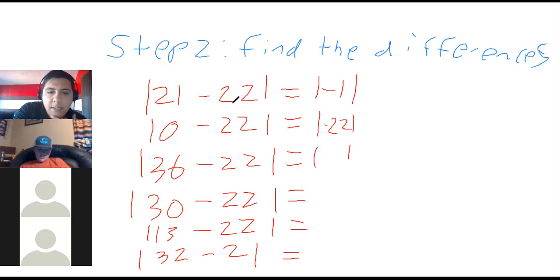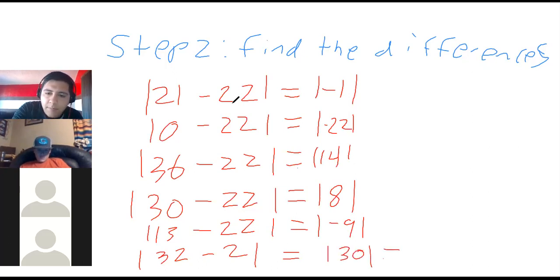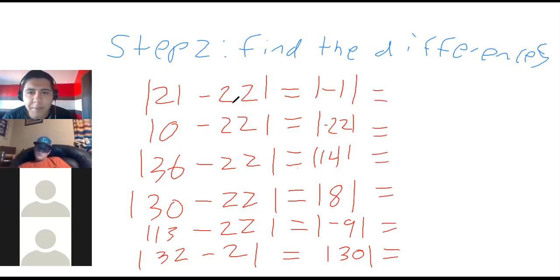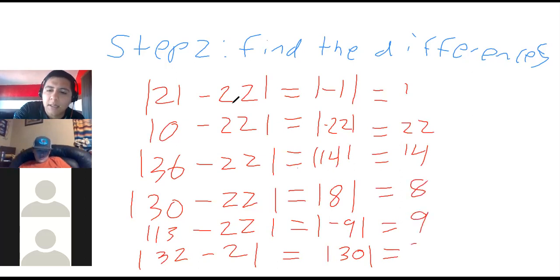Okay. So let's find the answers for all of them. So 36 minus 22, that should be 14, right? 30 minus 22 should be 8. 13 minus 22 should be negative 9. And 32 minus 22 is 10. Okay. So you can see some of those are negative, some of those are positive. But because of the absolute values, I'm going to turn every single one of those into a positive. So 1, 22, 14, 8, 9, and 10.